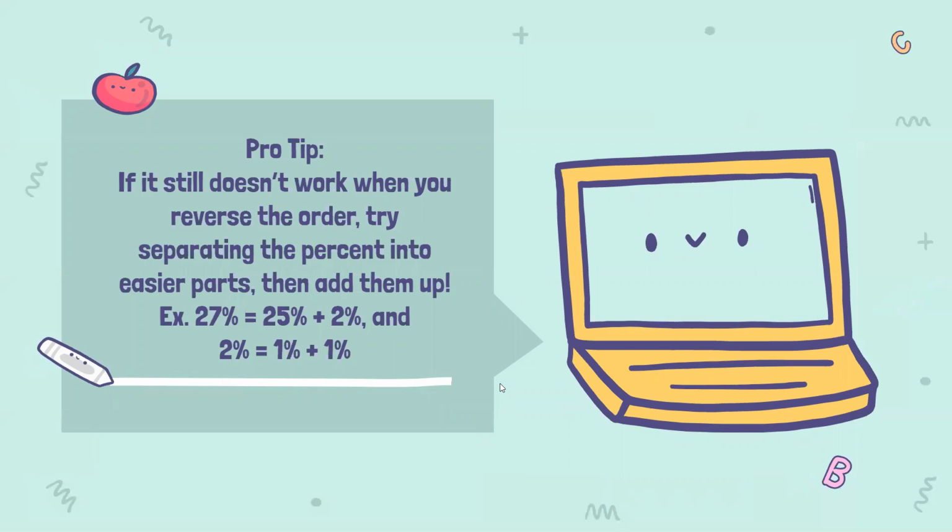Pro tip: if it still doesn't work when you reverse the order, you can try to separate the percentages into easier parts and add them up. For example, you can break down 27% into 25% and 2%. And 2% can be broken down into 1% and 1%. All you have to do is find these individual parts and then add them together.